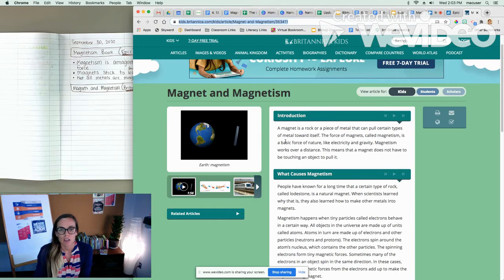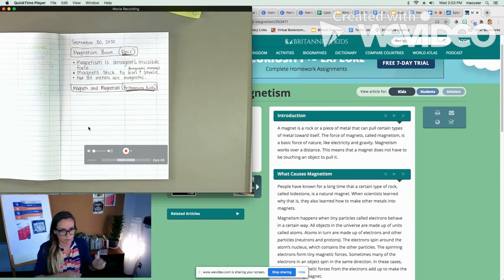All right, introduction. A magnet is a rock or piece of metal that can pull certain types of metal toward itself. The force of magnets, called magnetism, is a basic force of nature, like electricity and gravity. Magnetism works over a distance. This means a magnet does not have to be touching an object to pull it. Okay, so I am seeing some connections between what I read in that introduction and what I read in the Magnetism book. Let me take some notes here, and then I'll see how they connect.